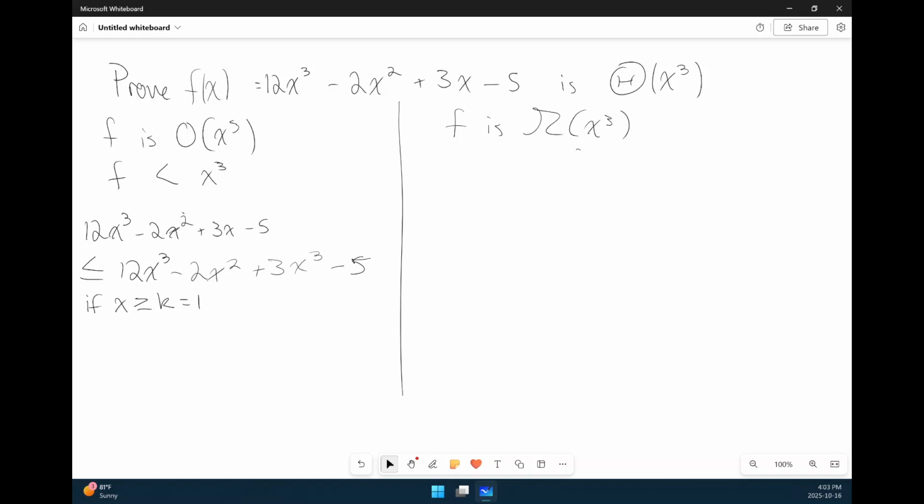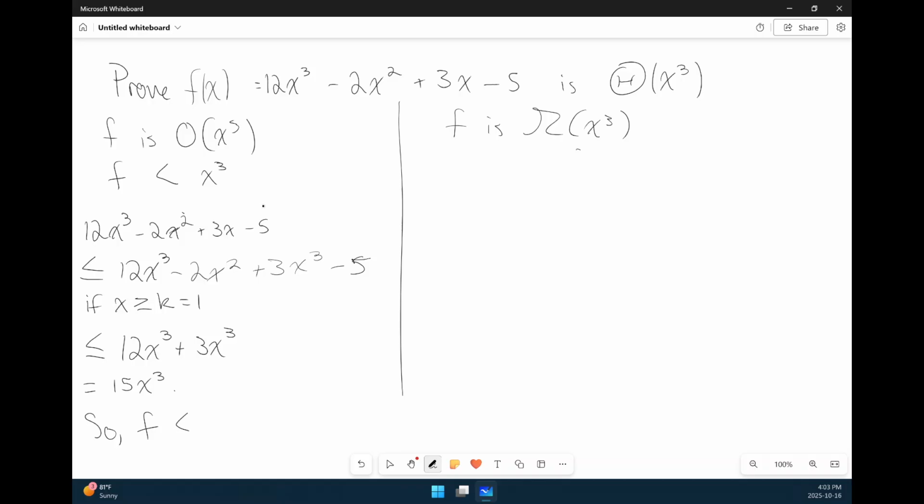So now we have this proof. We can combine these like terms. We still have an x squared and a minus 5. But since these are negatives, we can just cancel them out, right? We could just write 12x cubed plus 3x cubed, because subtracting 2x squared or subtracting 5 is only going to ever make our function smaller. So we can just write this is less than or equal to 12x cubed plus 3x cubed, which is equal to 15x cubed.